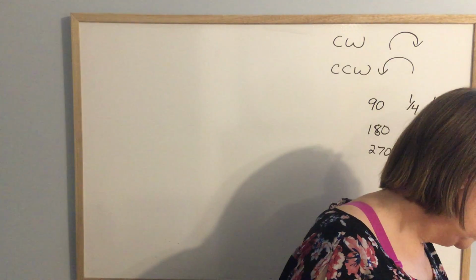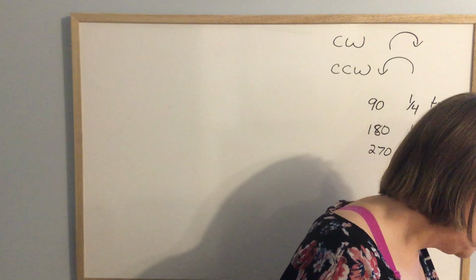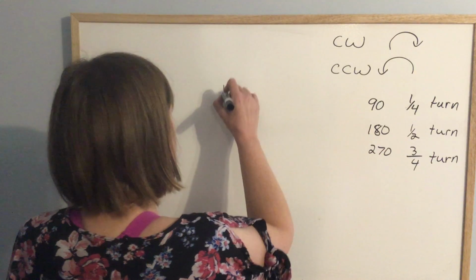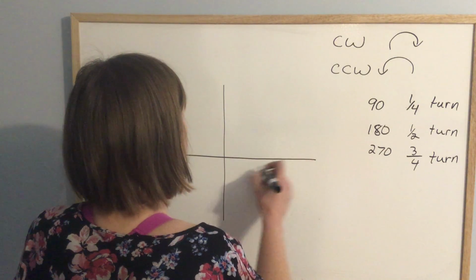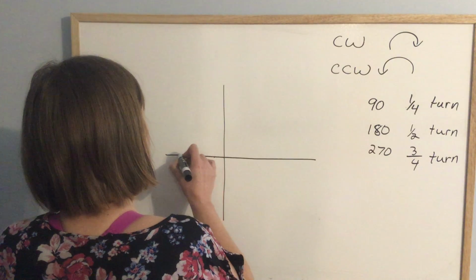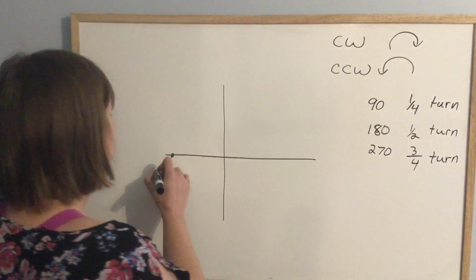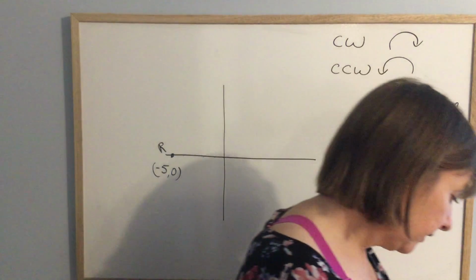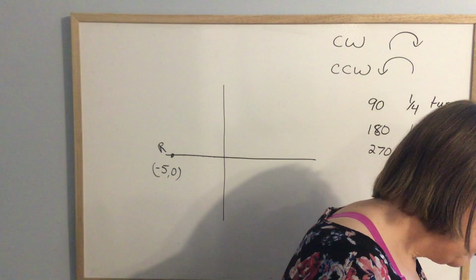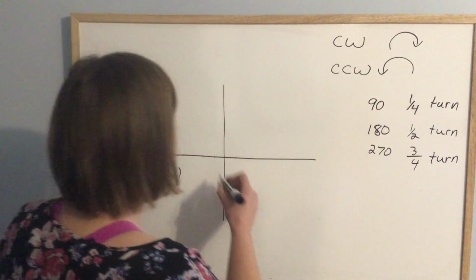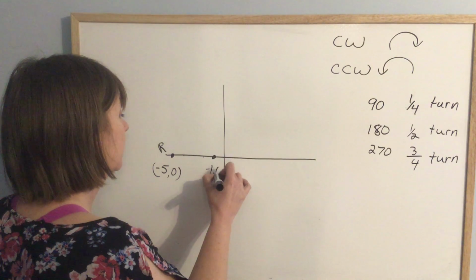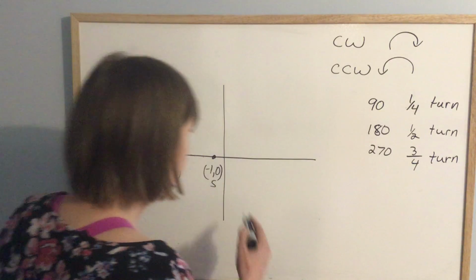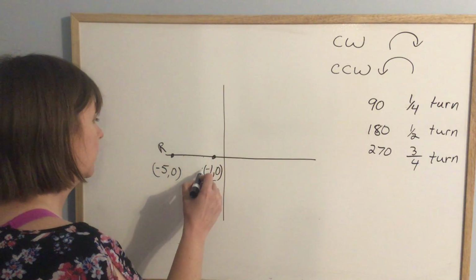So the only example on page 306 says triangle RST has vertices at R (-5, 0), so this is R. S is (-1, 0), this is S. And T is (-2, -3).